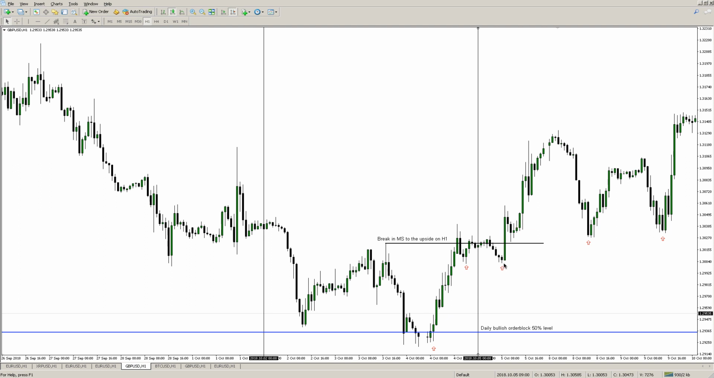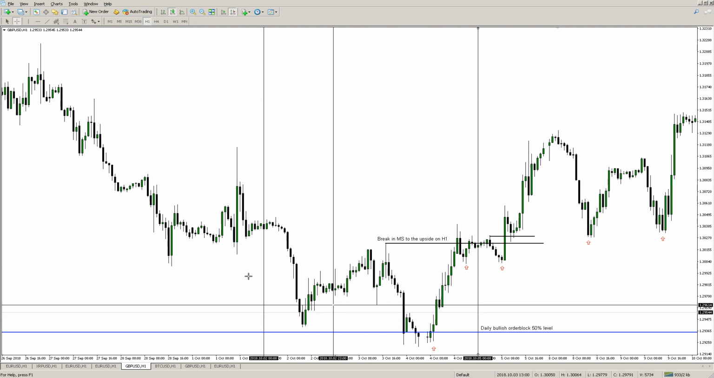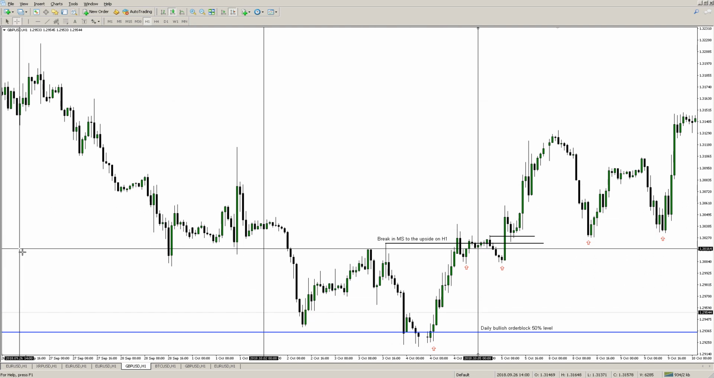Market trades down. Boom. Explosive push up, making a higher high. Then we trade right back down here into these down candles, which is an ICT bullish order block. So I would have entered, or would have taken my first position at least, off of this level. Now the reason I would have done that is because I've already had the daily break in market structure way back here.